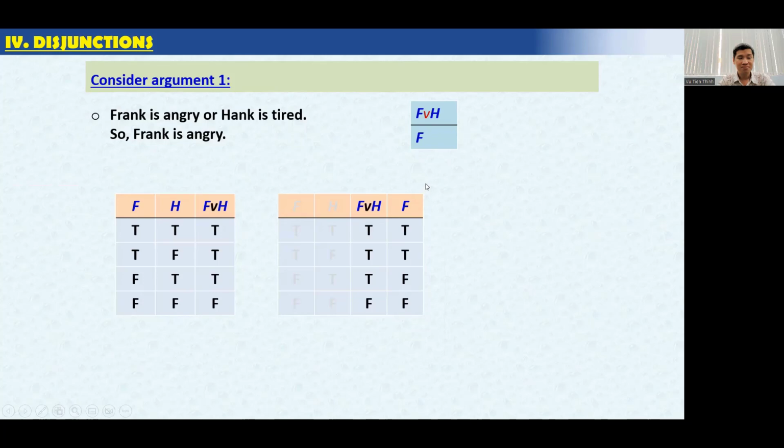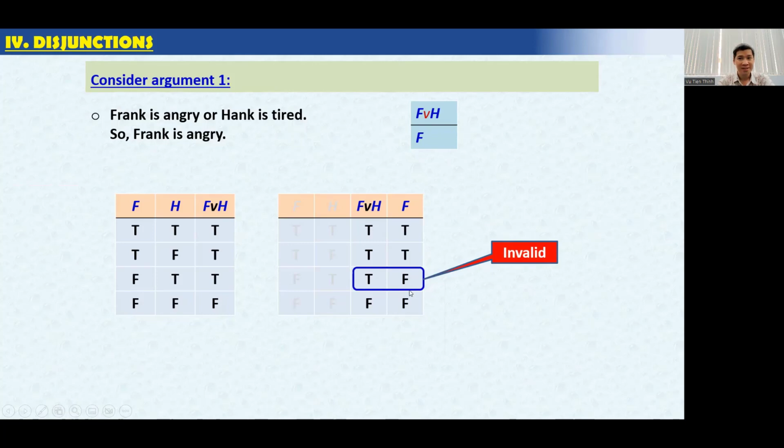And you can see, according to the definition, in deductive arguments, when all the premises are true, the conclusion must be true. So you can see in this case, we have three cases when the premises are true. But in the last case, the conclusion is false. This is invalid.